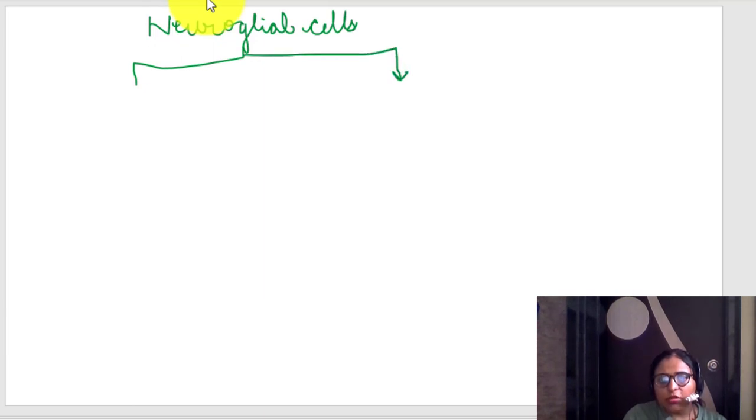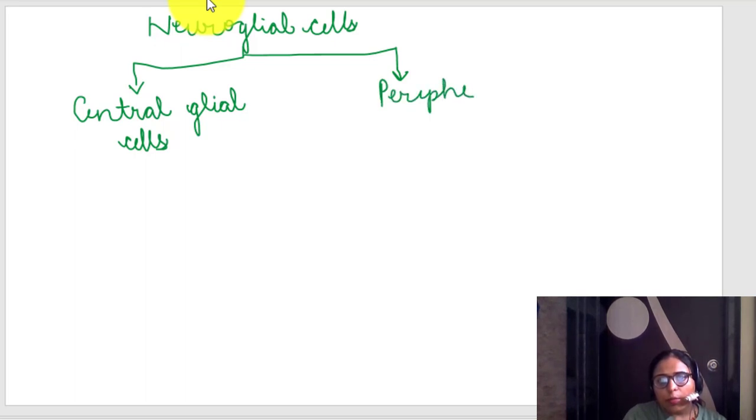If we see the distribution of the neuroglial cells, they are present at two sides, means your central nervous system and your peripheral nervous system. So if the neuroglial cells are present in the central nervous system, then they are called central glial cells, right? Because they are present in the central nervous system. And the neuroglial cells that are present in the peripheral nervous system are called peripheral neuroglial cells, or the peripheral glial cells, whatever you say, right?